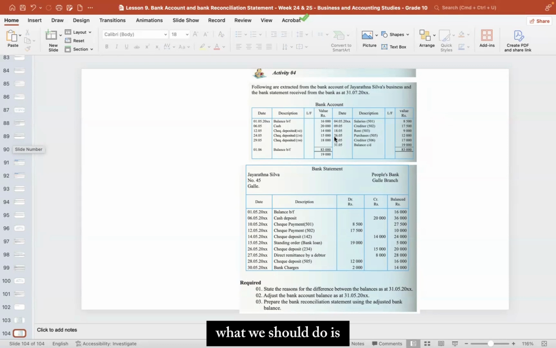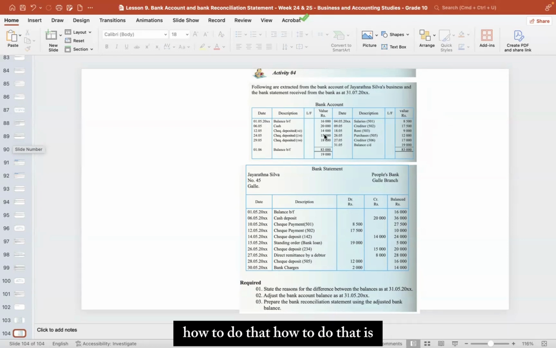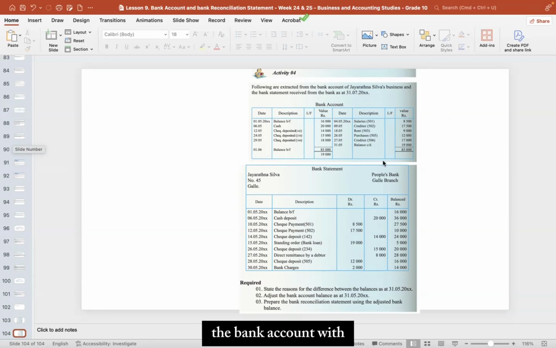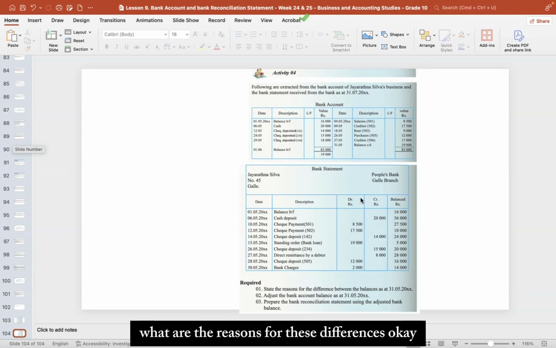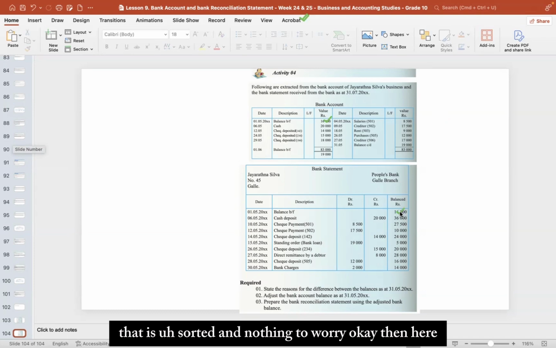Now what we should do is identify the differences between the bank account and the bank statement. How to do that is by comparing the debit side of the bank account with the credit side of the bank statement, and by comparing the credit side of the bank account with the debit side of the bank statement. For easy understanding of this context, I have maximized this slide, and we'll firstly look into the reasons for these differences. Firstly, the balance brought forward is 16,000 here, and here also it's 16,000. That is sorted and nothing to worry about.